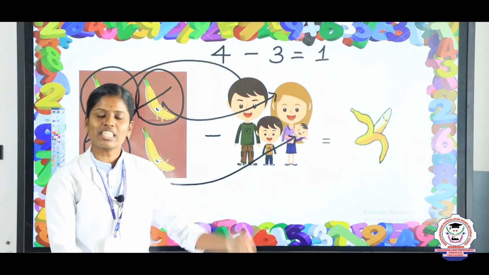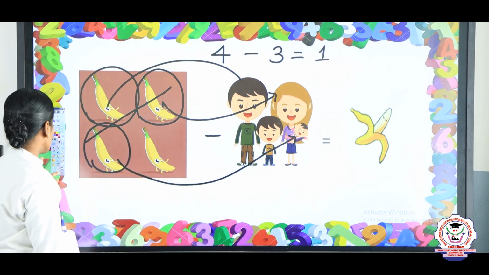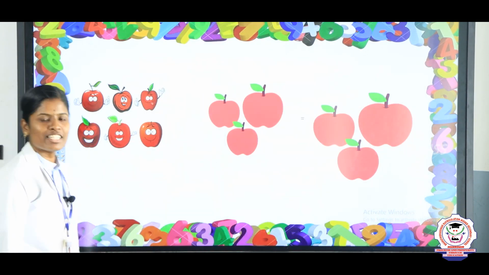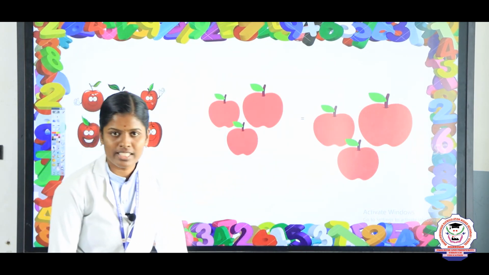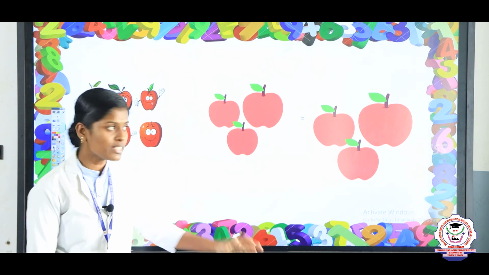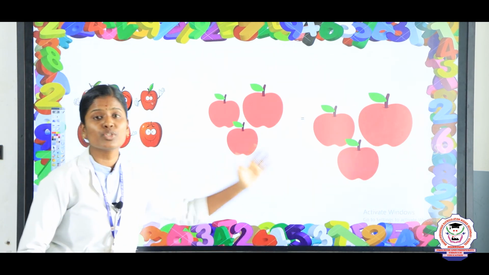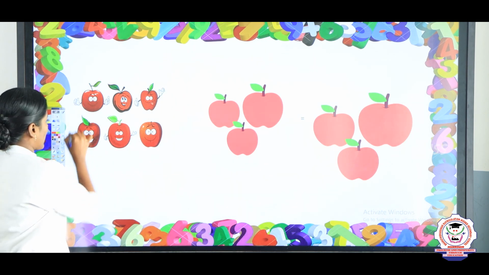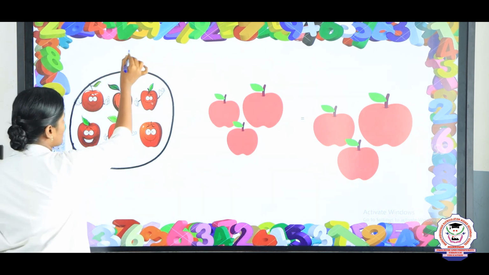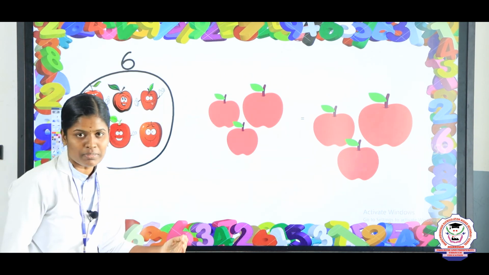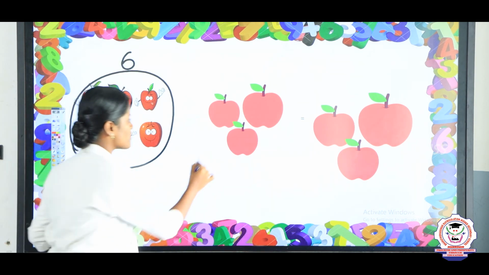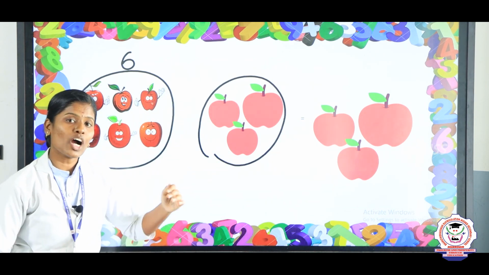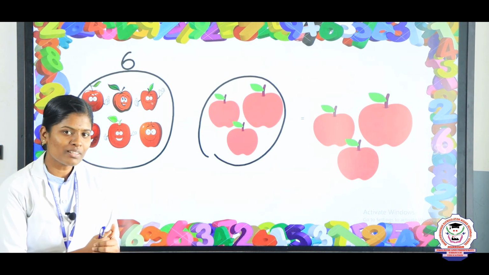Okay, so next we will see another example. Now listen Anjali, you have 6 apples. How many apples? 6 apples. You are going to give 3 apples to Anita. So Anjali has 6 apples, and is going to give 3 apples to her friend Anita. So remaining how many apples are left with you Anjali?